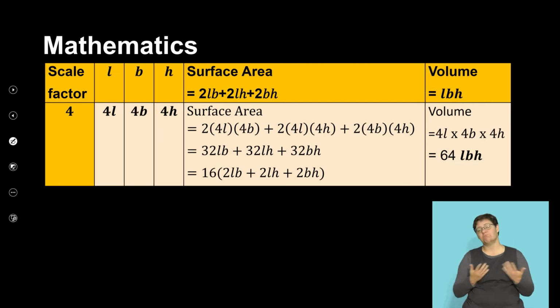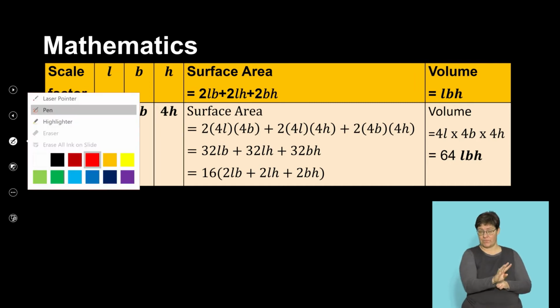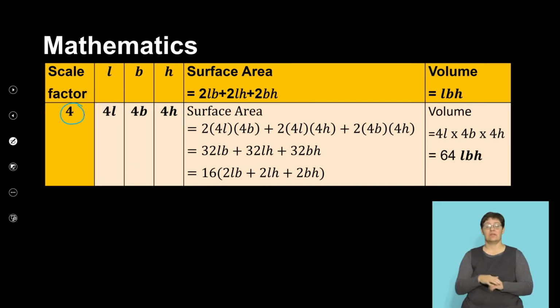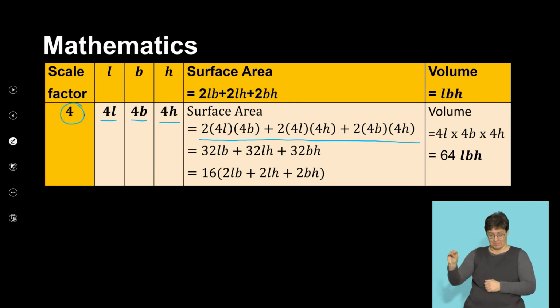So the next scale factor that we are going to be looking at is 4. Similarly, we are going to be multiplying the length, the breadth, and the height by 4, and those are going to be substituted into the formulas where we've got length, breadth, and height present. So again, all I've done is replace all of those distances with 4 times that distance. This simplifies to be 32lb plus 32lh plus 32bh.